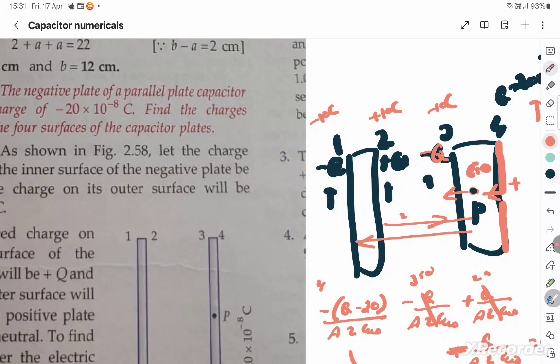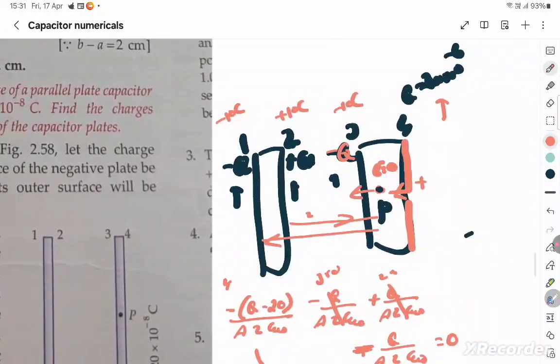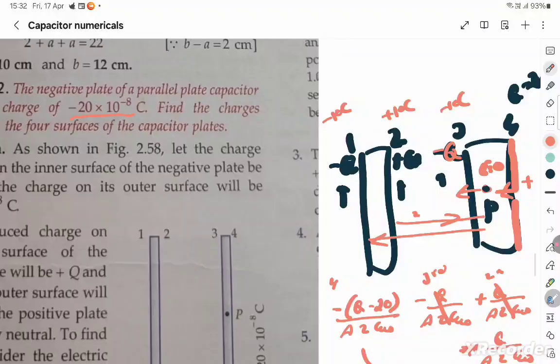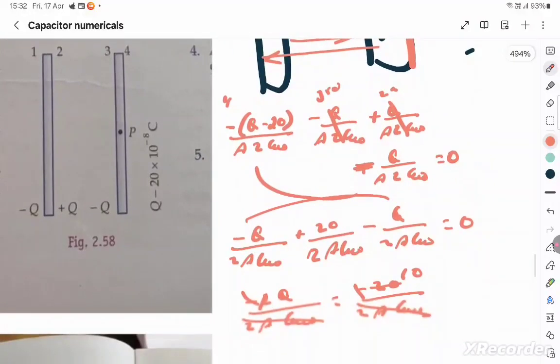minus Q is the total charge. Q itself is 10, and so 10 minus 20 is a minus 10. So Q minus 20, which is 10 minus 20, turns out to be minus 10 microcoulomb. If the question has got 10 to the power minus 8, not microcoulombs, then instead, everywhere you just have to take it as minus 8, and I hope you understood.